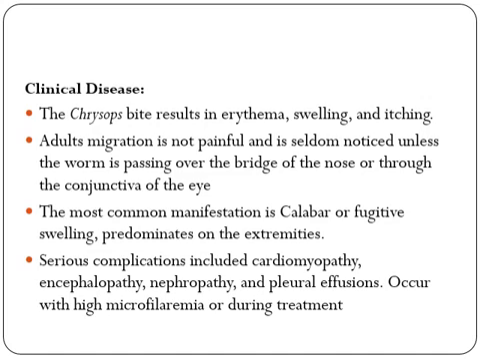The clinical disease of Loa loa is erythema, swelling, itching in the places where the worm is. After the worm migrates, we can see the swelling enlarging and prominent. Adult migration is not painful and seldom noticed unless the worm is passing over the nose bridge or through the conjunctiva of the eye. These are the main parts where we can see the worm.